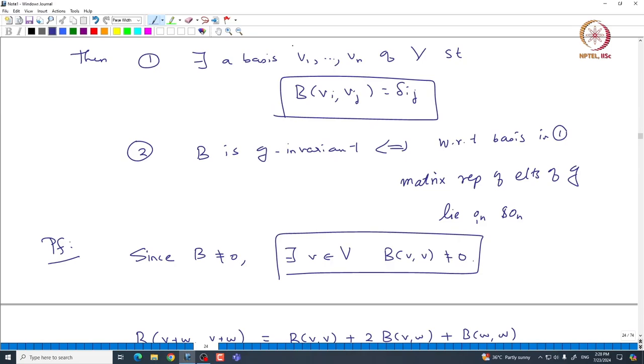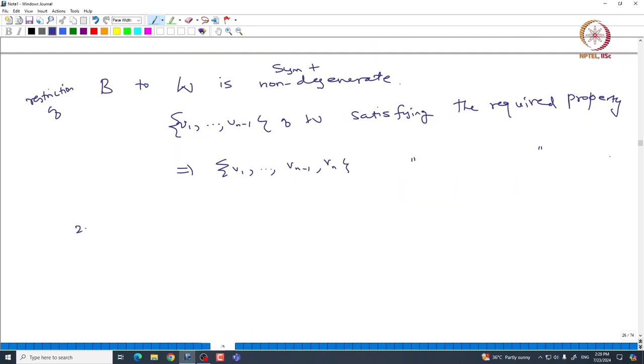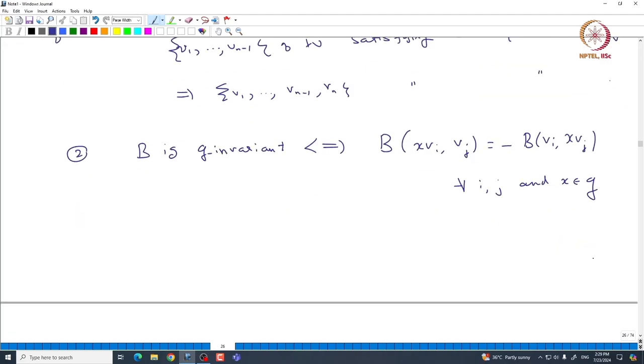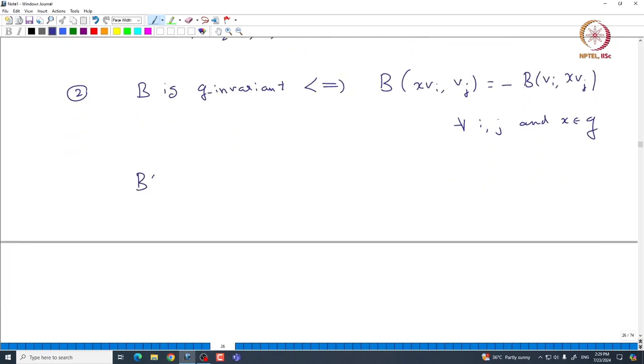Okay. So now let us look at the second statement. B being G invariant is by definition something we can simply write in terms of the basis elements, which we just fixed from the first statement. So if we take B(X Vi, Vj), this is going to be exactly minus B(Vi, X Vj), and this should be true for all i, j and X in G. So this is what G invariant means in terms of the basis elements, and this is if and only if, obviously.